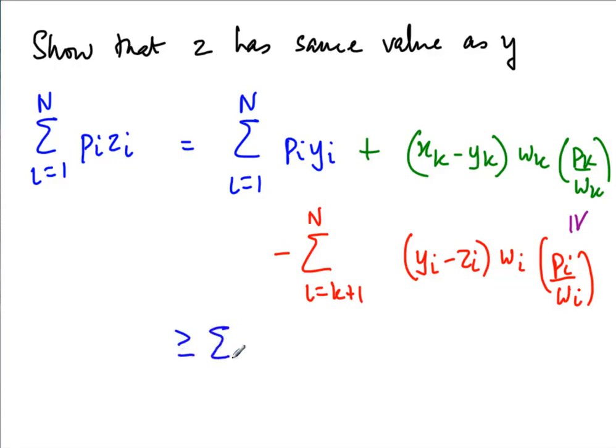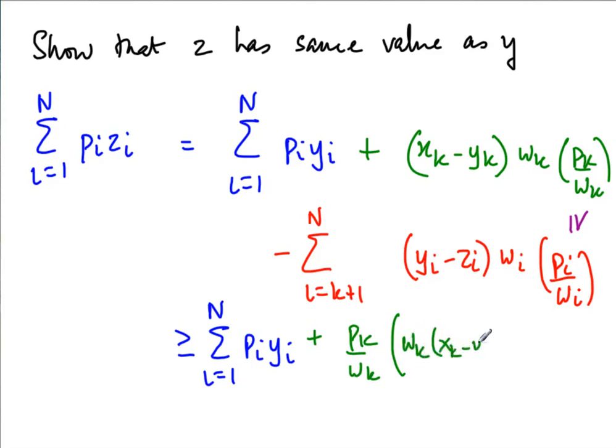I can say this is greater than or equal to the summation from 1 to n of pi yi plus, and now I pull out this pk by wk as a common thing everywhere. I say it is this into wk times xk minus yk minus the summation of wi times yi minus zi, i going from k plus 1 to n, right? So all I've done is I've replaced the pi by wi by pk by wk and argued that this is going to be a larger subtraction now, so this becomes a greater than, and this is a common term.